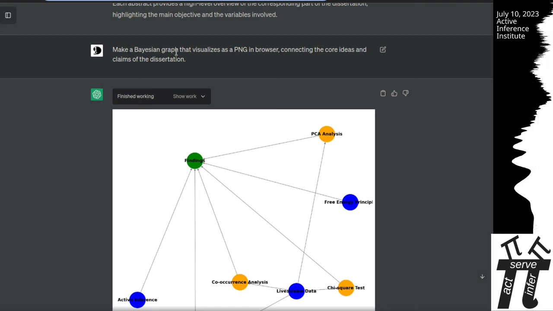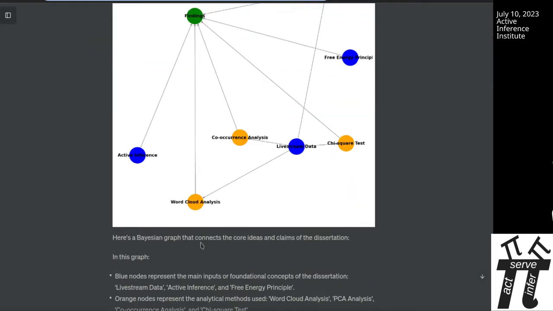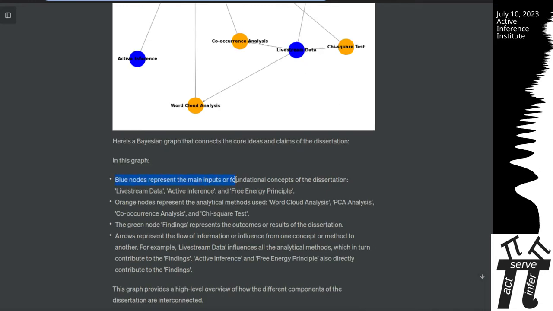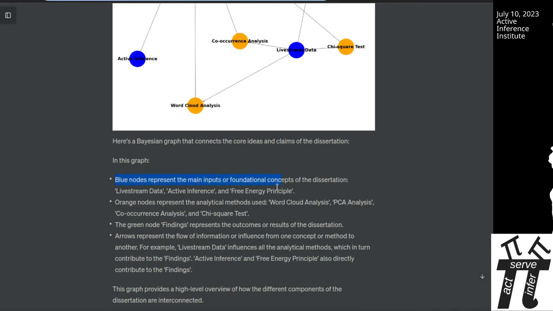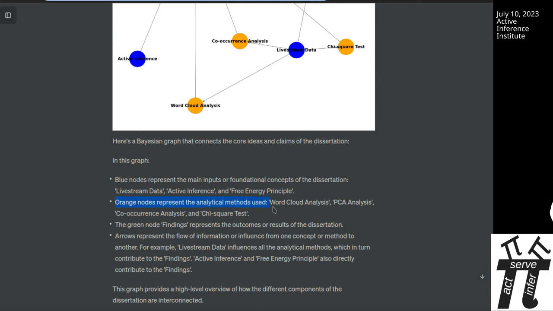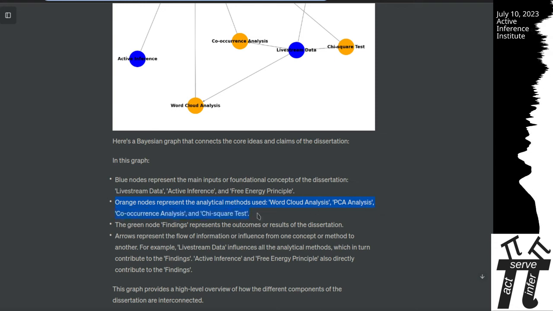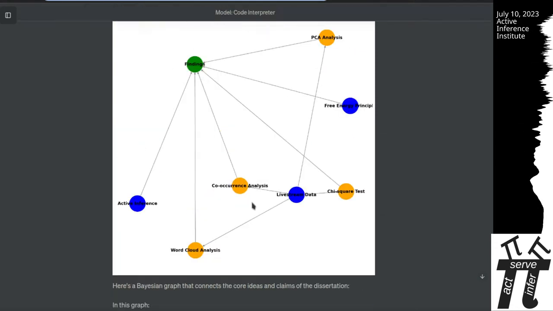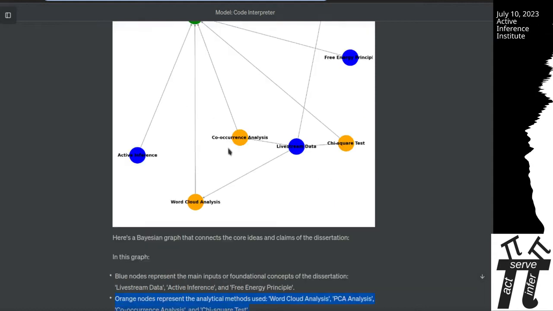I asked to make a Bayesian graph that visualizes the core ideas and claims of the dissertation. In this graph, blue nodes represent the main inputs. Orange nodes represent the analytical methods used: word cloud analysis, PCA analysis, co-occurrence analysis, chi-square test. So here we have these 4 analytical methods being used in relationship to free energy principle, active inference, and live stream data, all of it combining into the green node with the findings.